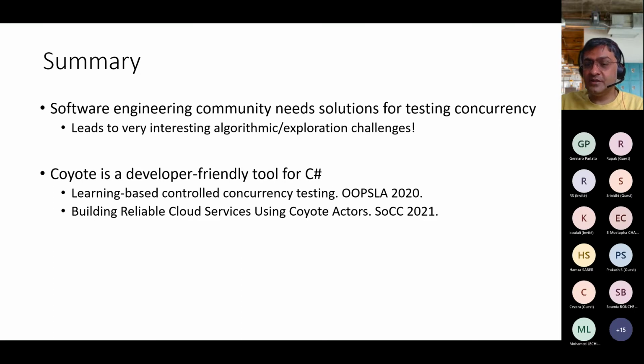So that's what the talk is about. I demonstrated to you the motivation for the problem: that the software engineering community really needs solutions for testing their concurrent programs. This is not just interesting for developers and engineers. It's also interesting for us as researchers because there are several interesting problems that we can solve in this space. Coyote is a tool that we have developed over a number of years. It's been targeted to C#. And in this talk, I covered a couple of different papers that I'm showing here.